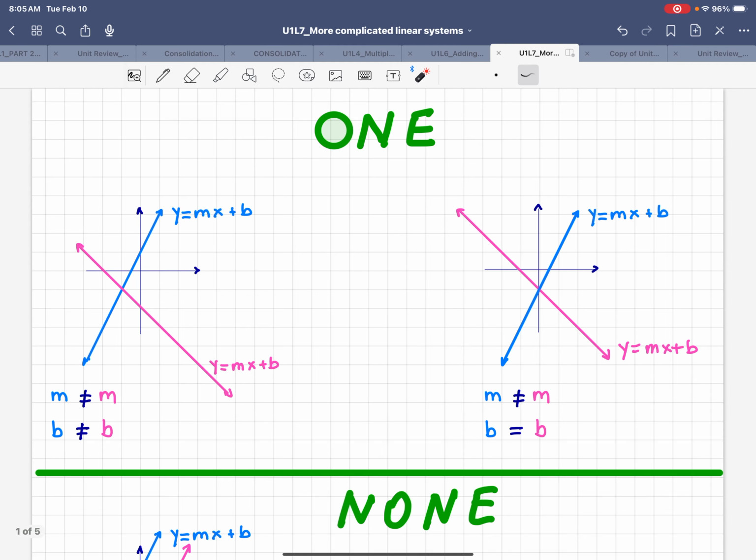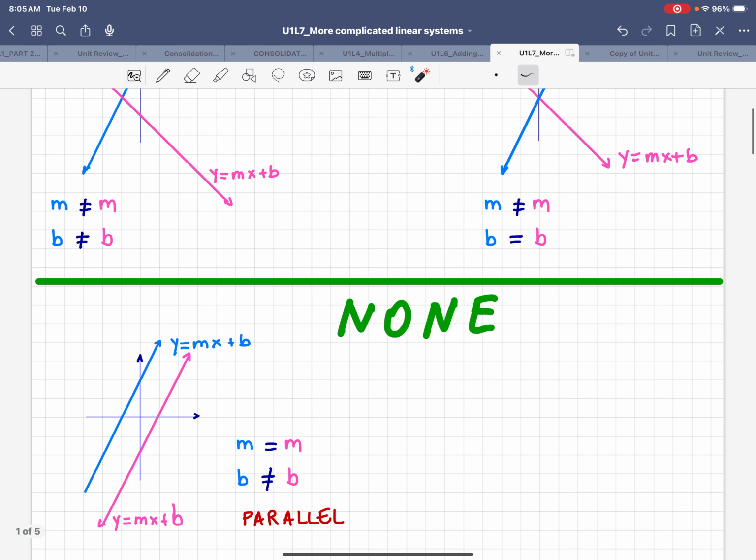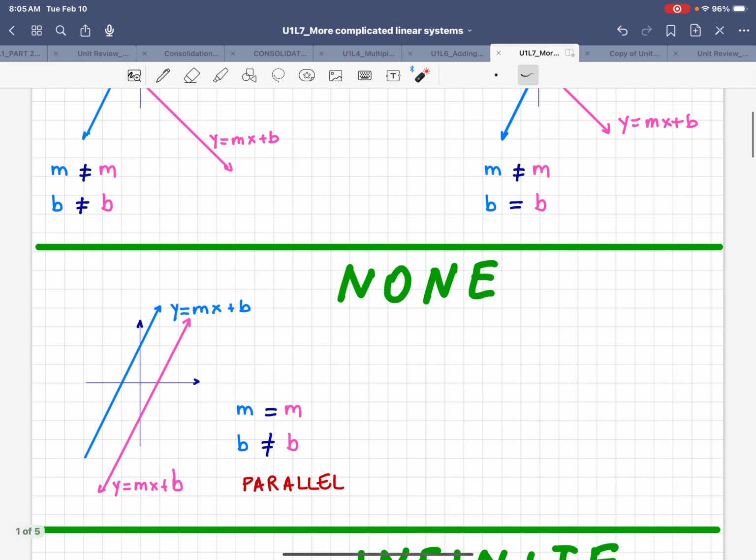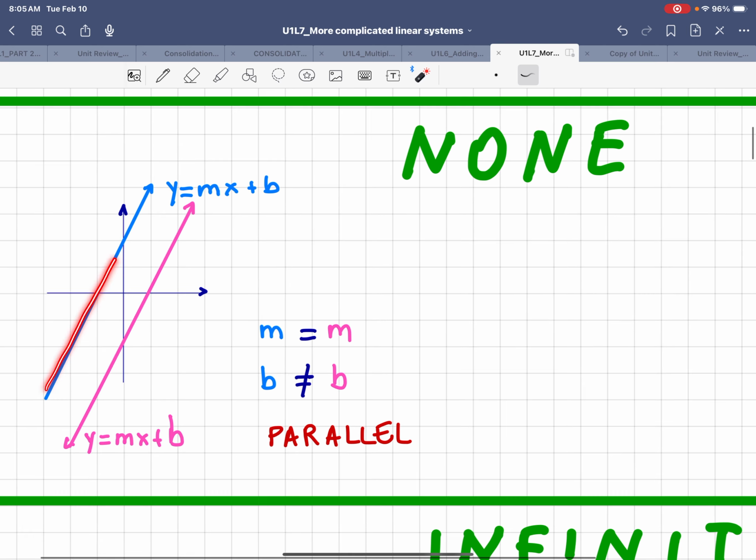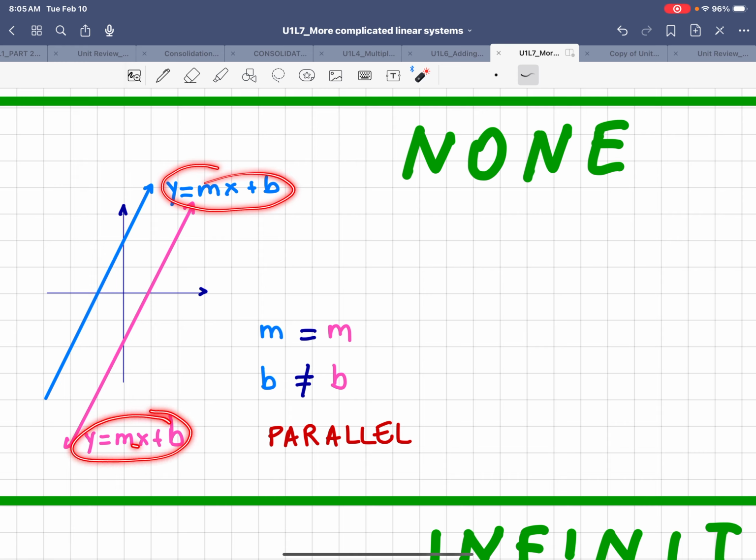Now, the second case that we looked at is when the two lines have the same steepness, so the same slope, but different y-intercepts. So this will form two parallel lines, which means that they will never meet each other, so they will never have a common point of intersection. If we have these two equations in a system, then there will be no common point of intersection, which means no solutions to the system of equations. And we call these two lines parallel.